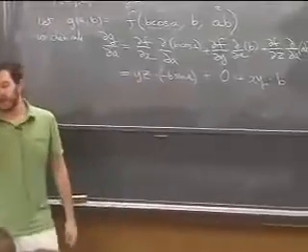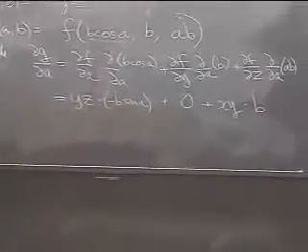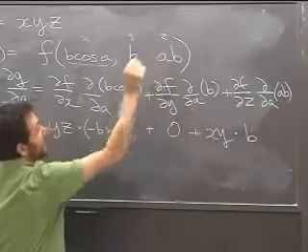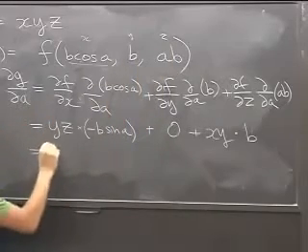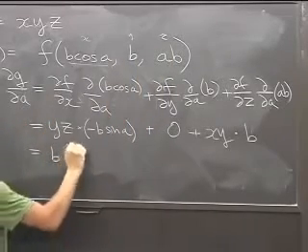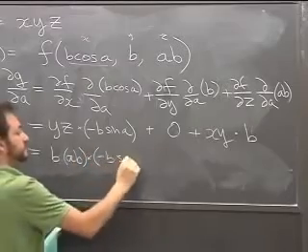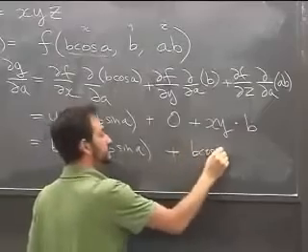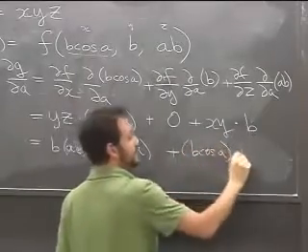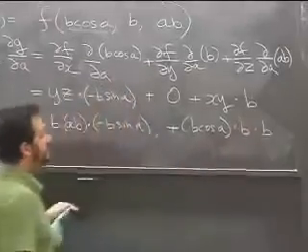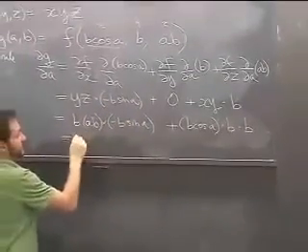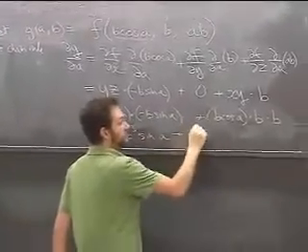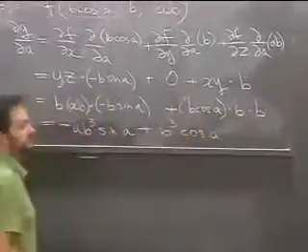You didn't have any y's and z's and x's anymore. You need to replace x by b cosine A, y by b, and z by AB. So y is b, z is AB, x is b cosine A, y is b, and then we have this other b. And if you simplify it all out, you get minus ab cubed sine A plus b cubed cosine A.